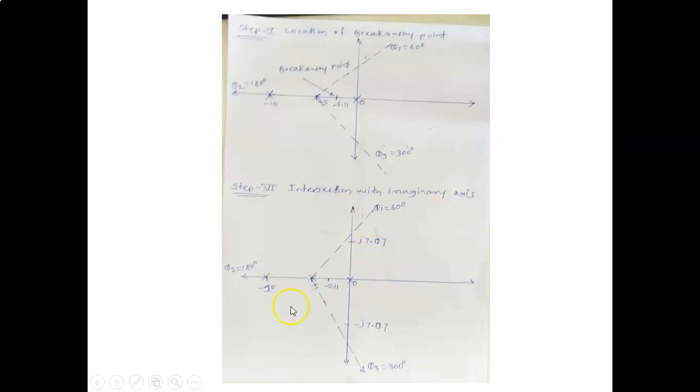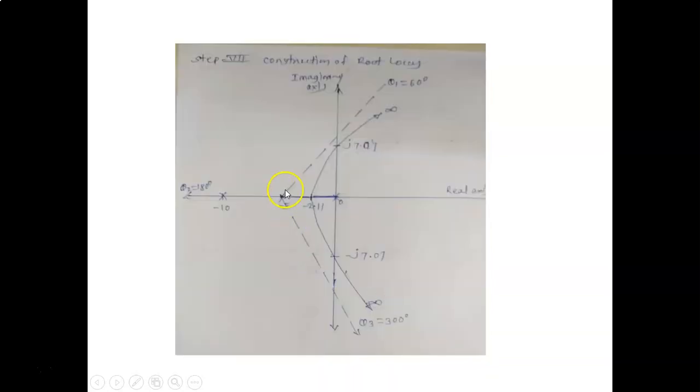Now we have to plot the root locus. Always remember the root locus starts from open loop poles. Therefore, this root locus will start from -5. Again, it will start from 0. Like this, it will go. Now, this is the breakaway point. Breakaway point means it will leave the real axis. Therefore, one branch will move like this, parallel to theta 1 equal to 60 degrees, and it will intersect at 7.07j, and it will go to infinity.